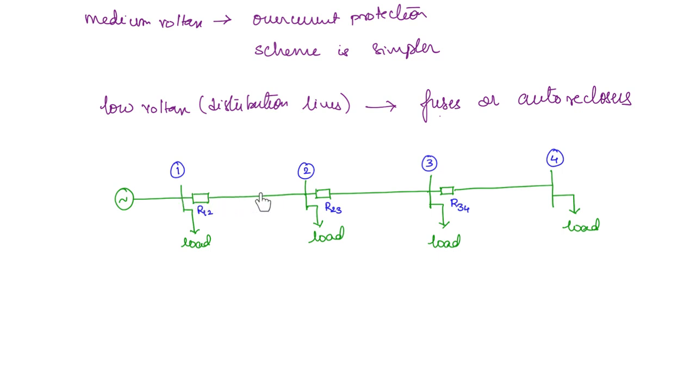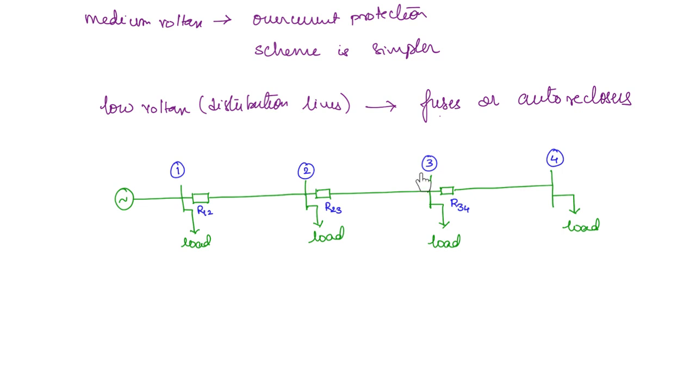Now this is one transmission line between buses 1 and 2, and for this transmission line we have a circuit breaker here, and between buses 2 and 3 also there is a transmission line, between buses 3 and 4 there is a transmission line, and corresponding relays we have. So these are overcurrent relays. Now we will discuss what relay coordination is expected here, right?